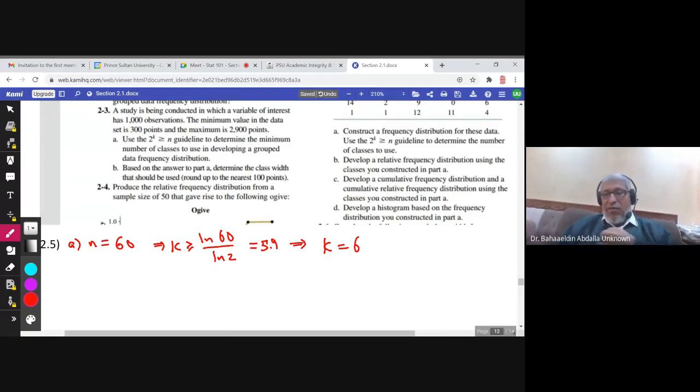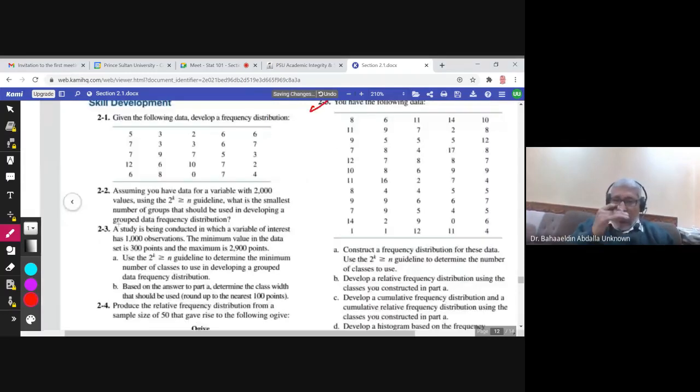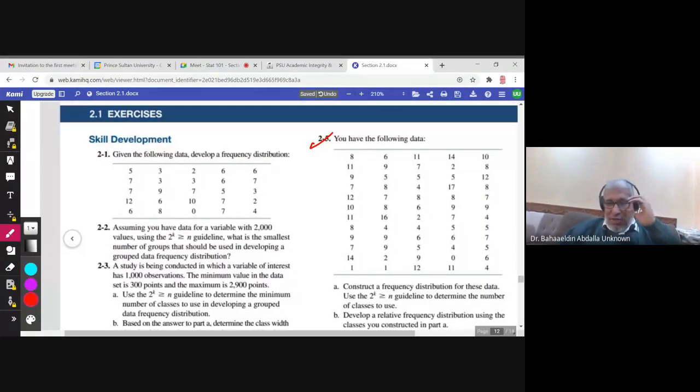Part B, develop a relative frequency distribution using the classes you constructed in Part A. Okay, so to develop a frequency distribution, I need to go to the second step, which is determining W, the class width. I need the maximum and the minimum. So if you look here into the data, the maximum is 17 and there is 0, the minimum.